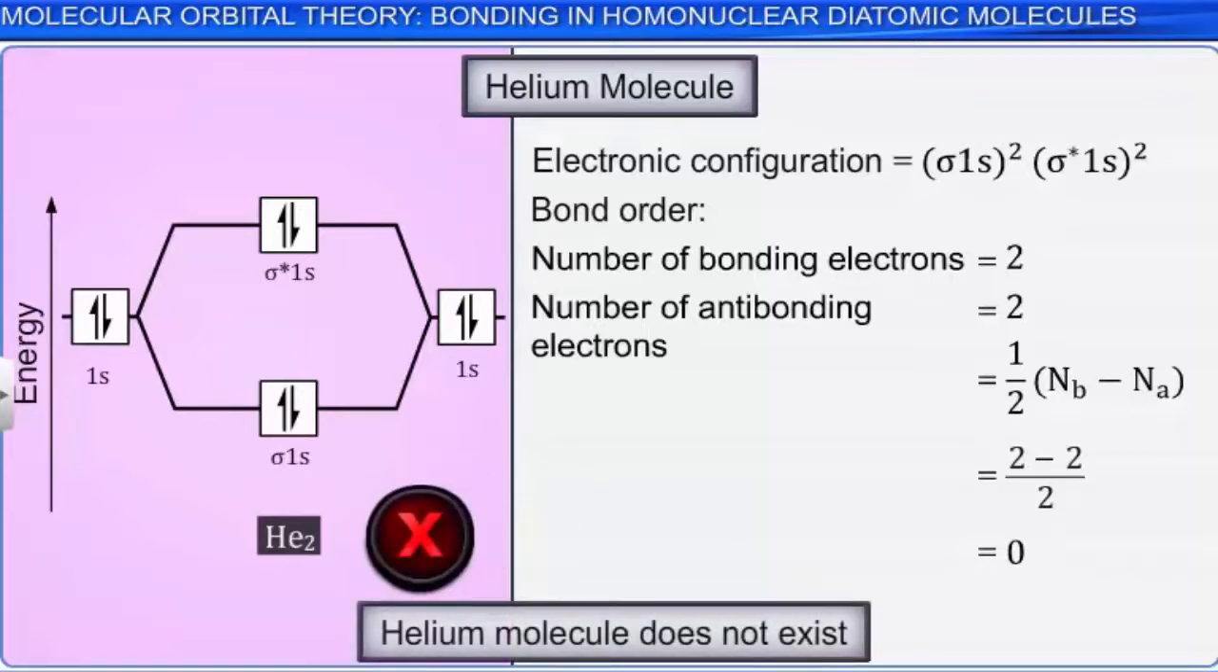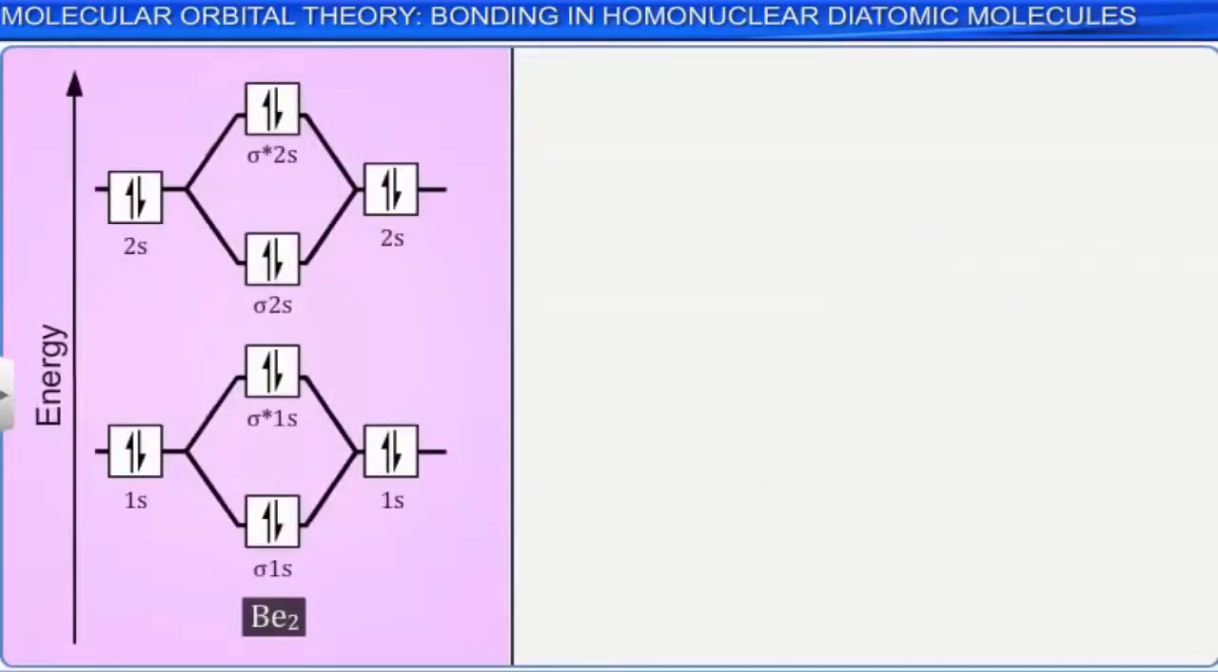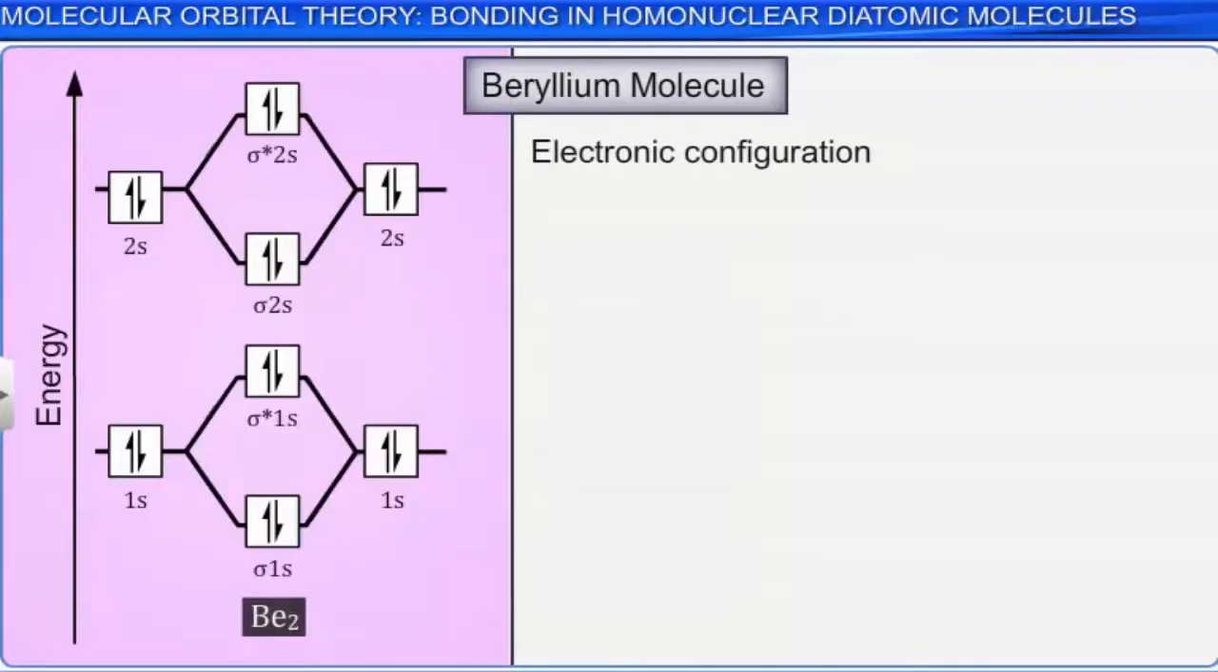Similarly, a beryllium molecule with an electronic configuration of sigma 1s2, sigma star 1s2, sigma 2s2, sigma star 2s2, and a bond order of 0 is considered to be non-existent.